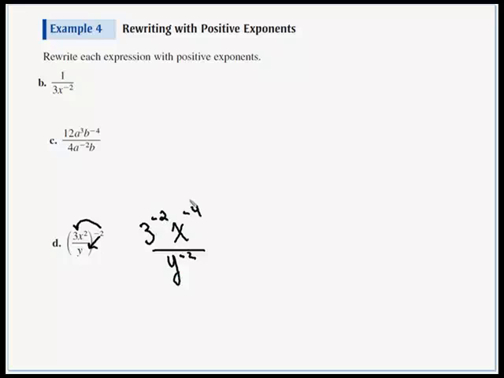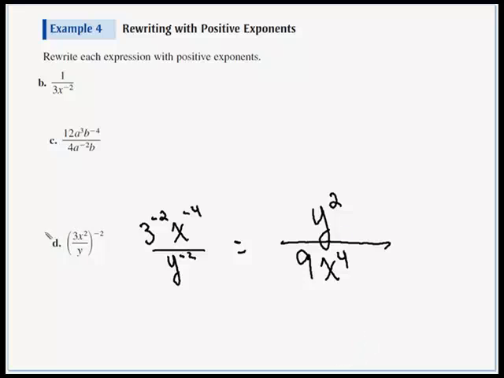Now, if we look at this, everything has a negative exponent, so everything is going to jump across the divider line. In the numerator, 3 to the negative 2 moves down and becomes 3 squared, which we can rewrite as 9. X to the negative 4 in the numerator becomes x to the positive 4 in the denominator. And our old denominator, y to the negative 2, moves up and becomes y to the positive 2 power. Now let's compare that to the original problem.